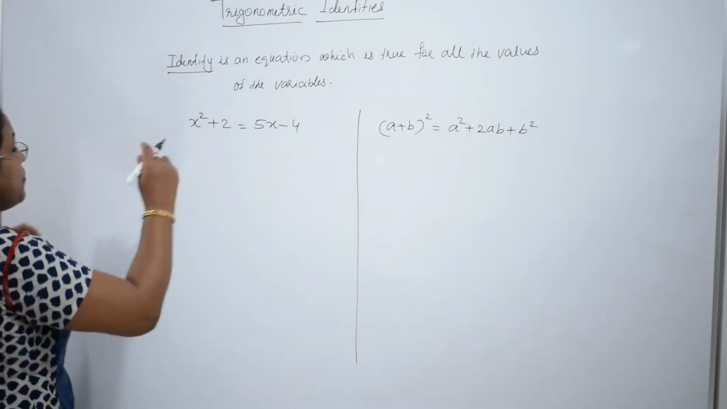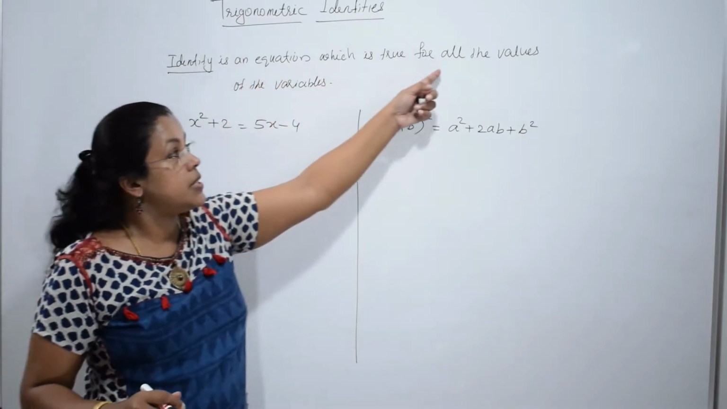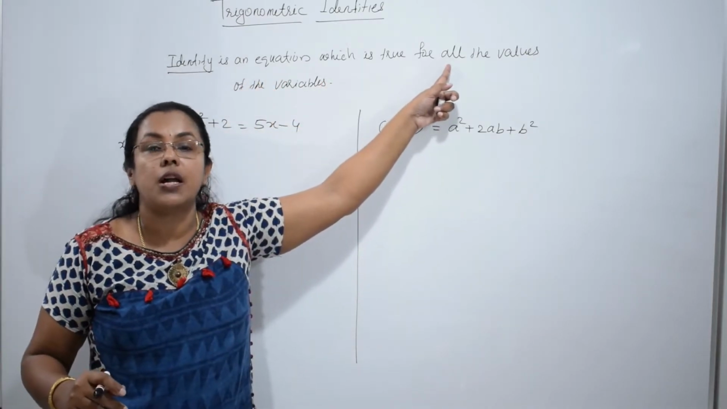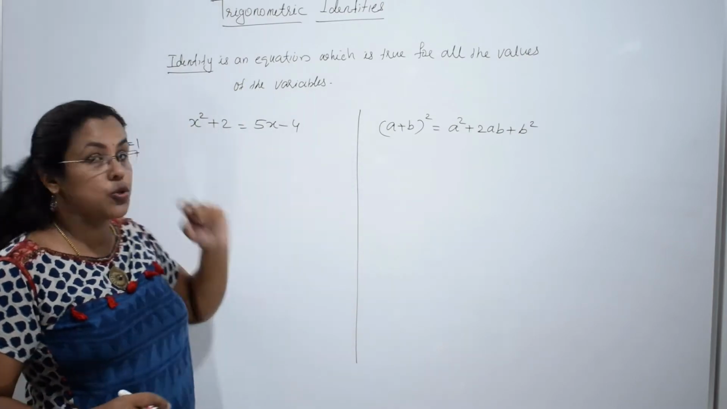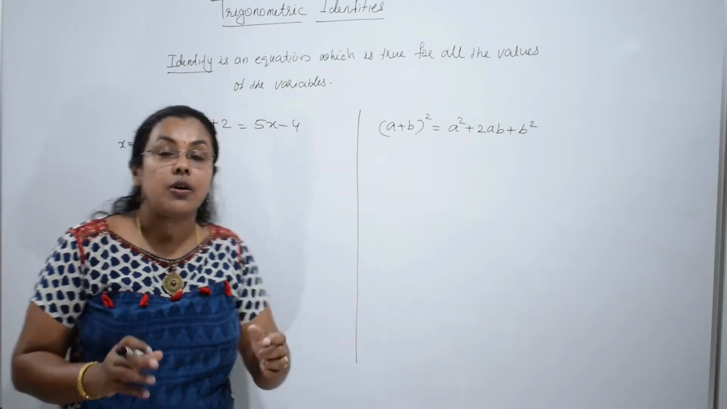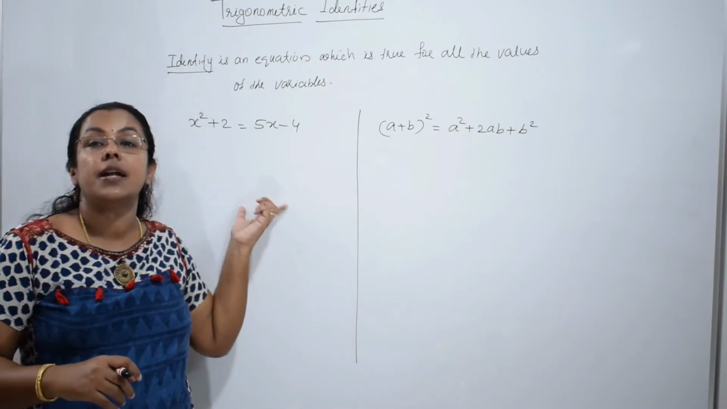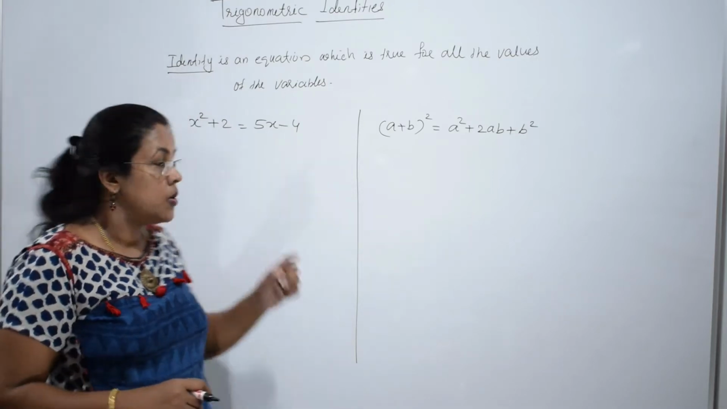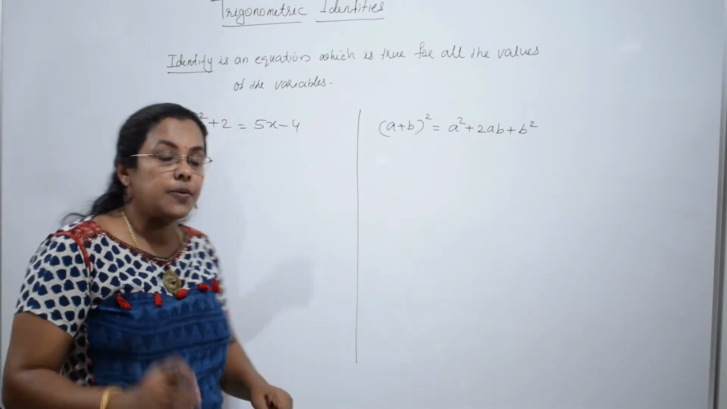If we put the value of x as 1 here, the meaning of identity is that it is true for all the values of the variables. Whatever be the value of x, it must be true. True means it must satisfy this equation, or left hand side is equal to right hand side. Then it is an identity. Clear? So, I am substituting the value of x as 1 here.